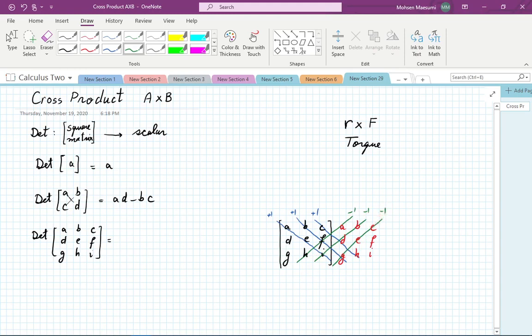So there will be 6 diagonals total. 3 of them multiplied by pluses, 3 of them multiplied by minuses, and we collect all of these and throw them in a single bag, if you wish to call it that. A, E, I, and then B, F, G, and then C, D, H. Then I have minus A, F, H, minus B, D, I, and minus the final one, C, E, G.